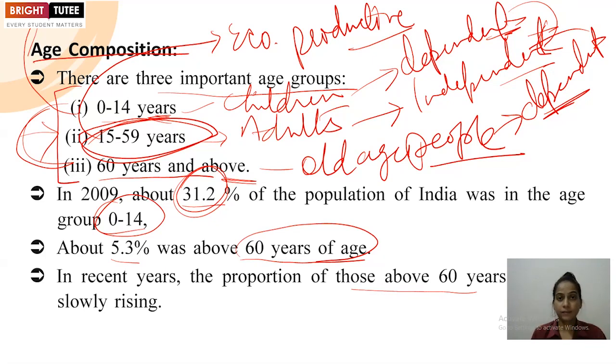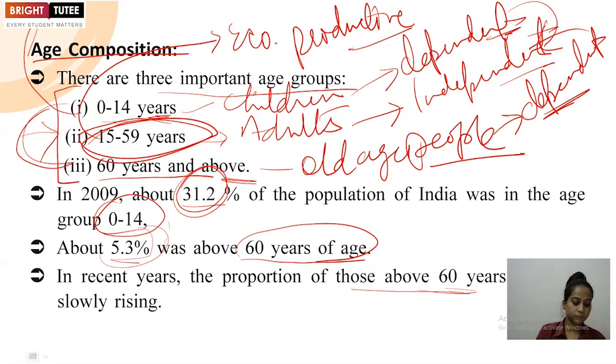In recent years, the proportion of those above 60 years has been slowly rising. Clear? Their proportion started increasing, means more people are coming under this category, those who are unproductive, those who are not working after 60 years of age. So that is going to create the pressure, and that is the structure of the society we are talking about based on the different age groups.